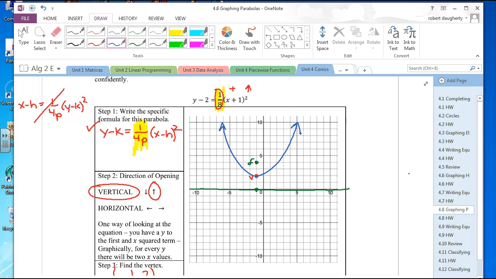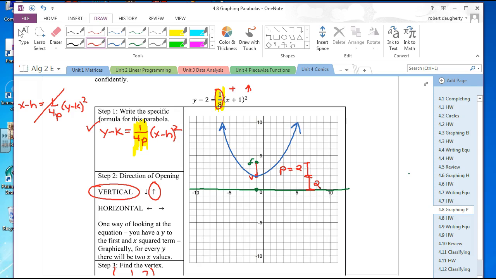Okay, so P was equal to 2, right? So the distance from here to here is 2, okay? And then the distance from here to here, that also equals 2. Because P, the focal distance, is 2, the distance from the vertex to the focus is 2, and from the vertex to the directrix is 2.